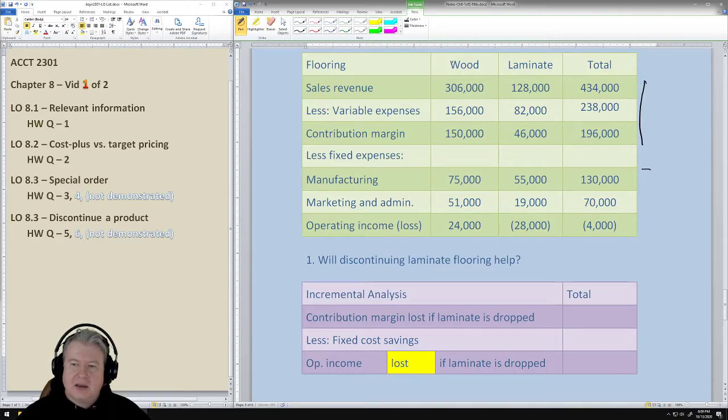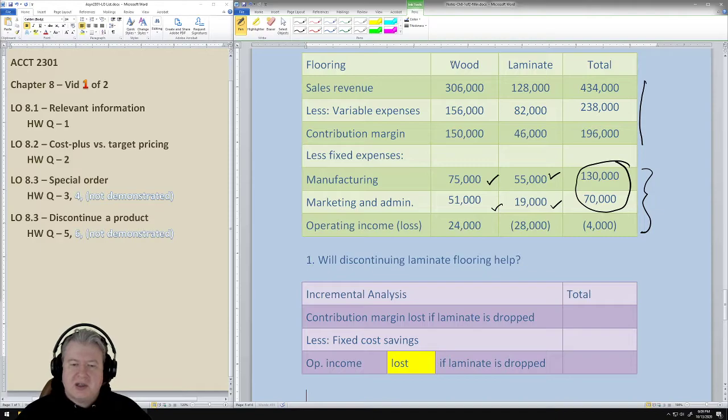All the fixed expenses, those don't change between situations, right? You're typically stuck with all the fixed expenses. The variable stuff, like the sales revenue and the variable expenses, change, but the fixed expenses typically do not. In other words, we should be focusing on the total amount of fixed expenses, no matter how we allocate them. So someone has allocated 75 and 55, whether that's right or not, we don't know. Someone's allocated 51 and 19, we don't know if that's right or not. But this is the total amount of fixed expenses.